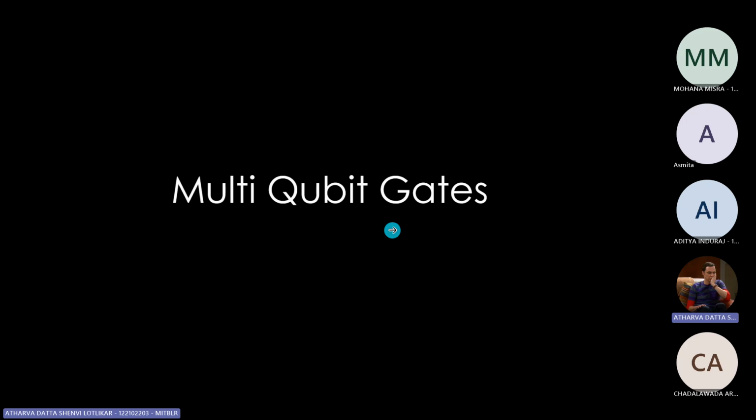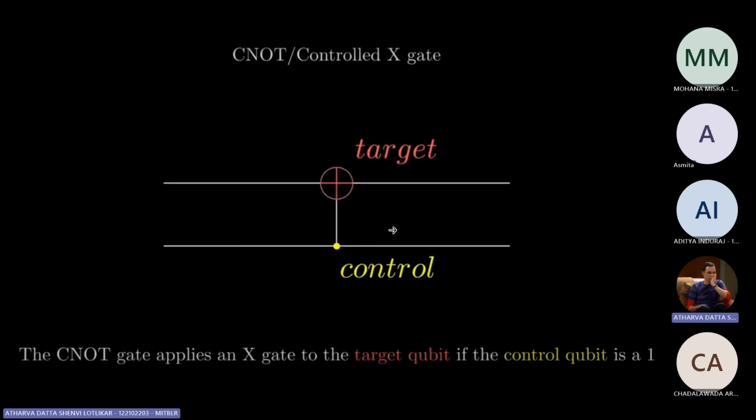But now let's come to multi-qubit gates where you're dealing with multiple qubits at the same time. The first gate is called a controlled NOT or the controlled X. The NOT gate and the X gate is the same thing, but you prefer to use the term controlled NOT. So what it does is, let's just say this is your target line and this is your control line.